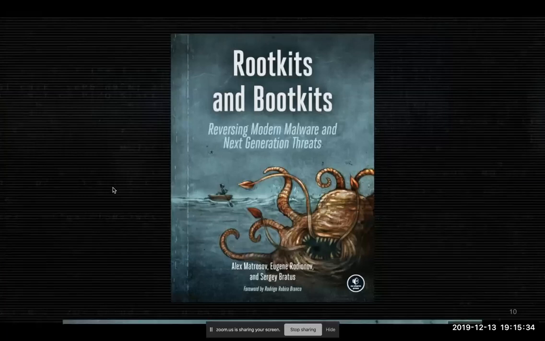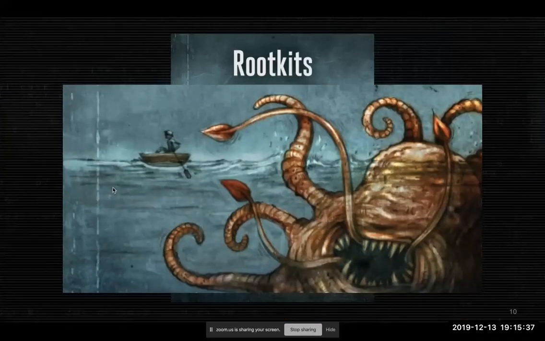And if we talk about information on BIOS implants, reverse engineering, or BIOS implant hunting, there's not much. When we were writing this book, Rootkits and Bootkits, with my colleagues Eugene Rodionov and Sergey Bratus, we were thinking about how this evolution of the persistence threats happens. And of course, we have some parts covering the BIOS implants.